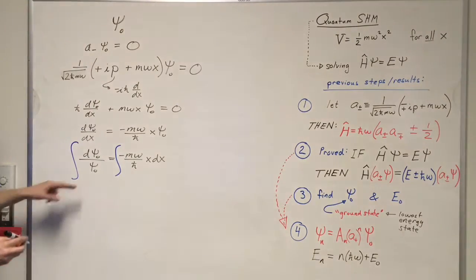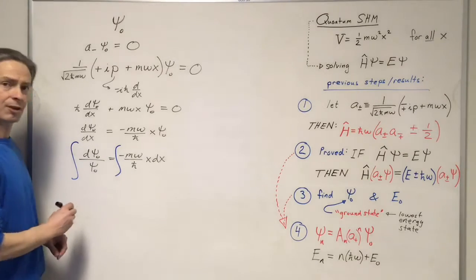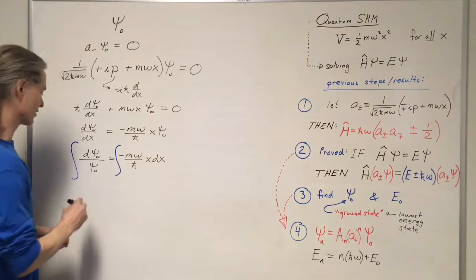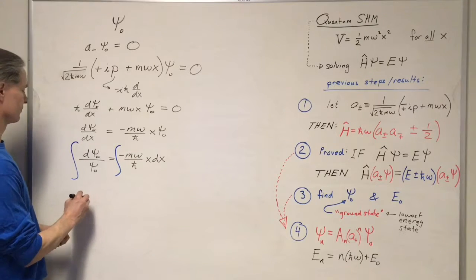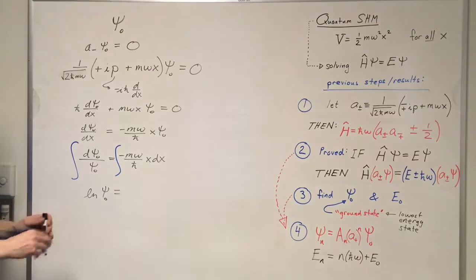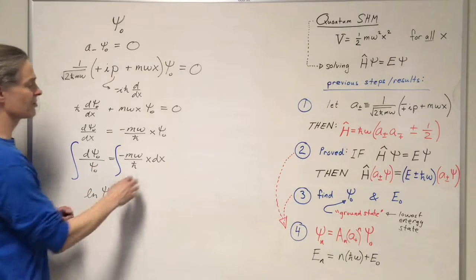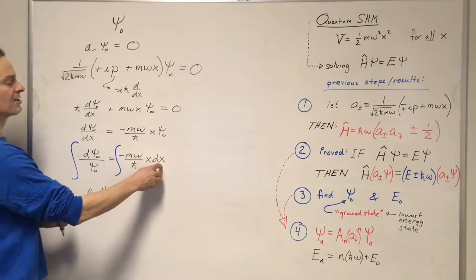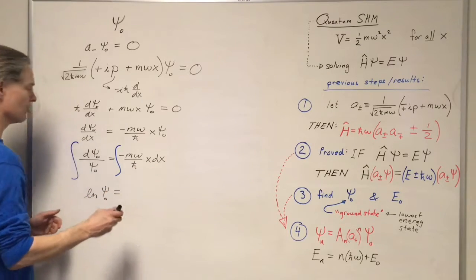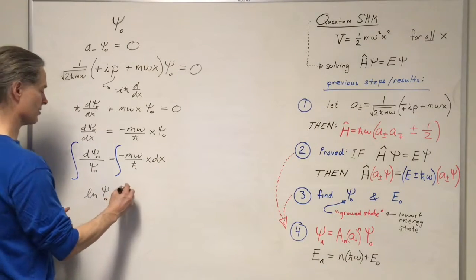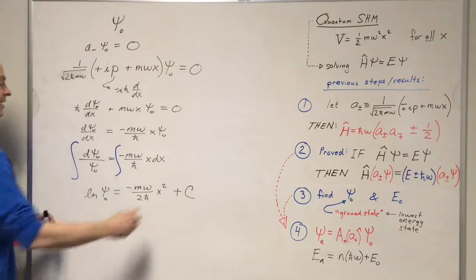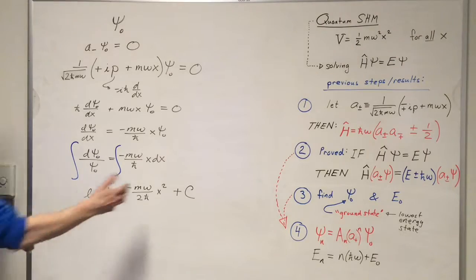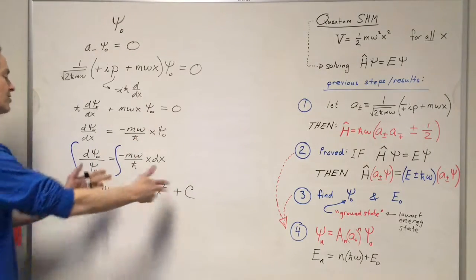On the left-hand side, we have the natural log of psi sub 0 plus a constant, which I'll just take over to the other side, combine it with the one on the other side. On the right-hand side, these constants come out, and I'll have the integral of x dx. Well, the integral of x dx will just be x squared over 2. So we get this, where I've added the constant of integration, and that's really the constant of integration from both sides, just combined in one place.